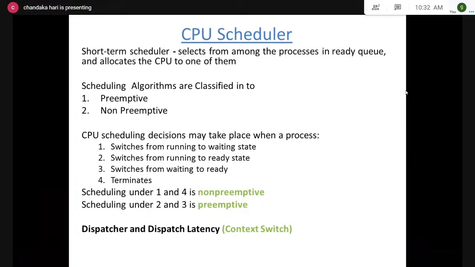Now coming to the last topic, dispatch latency. The time taken for stopping the execution of one particular process and giving control to another process is known as dispatch latency, which already includes the context switch.